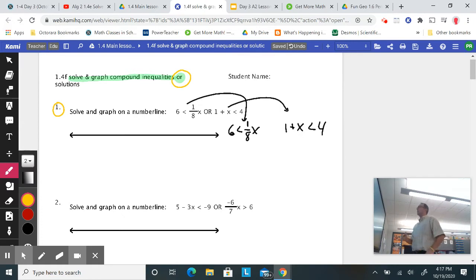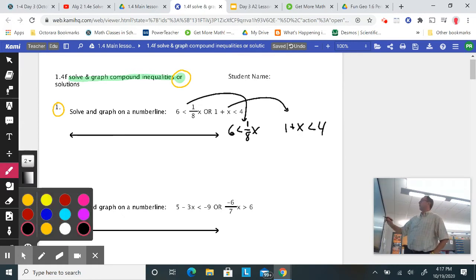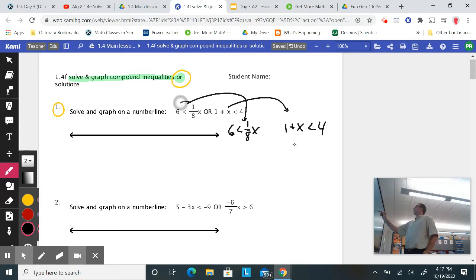Okay, so let's solve. Number one, we're going to graph it. Number one has two inequalities: 6 is less than 1/8 x, notice I already rewrote it on this side over here, or 1 plus x is less than 4. What could x be? I took each of those inequalities from the compound inequality. We're going to solve each one.